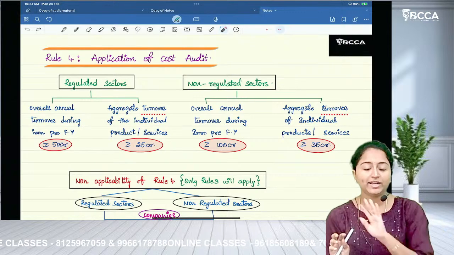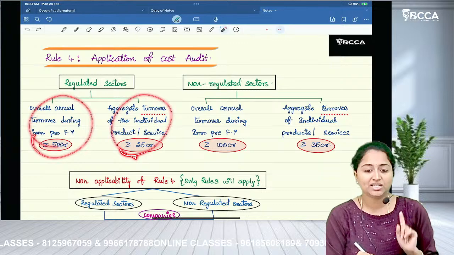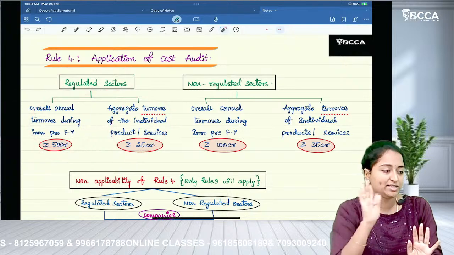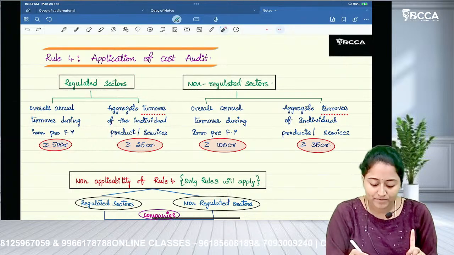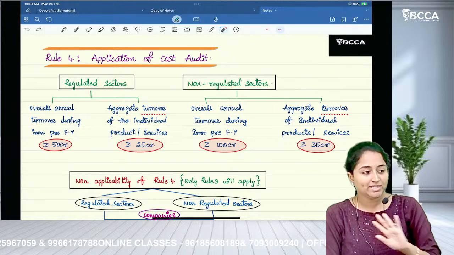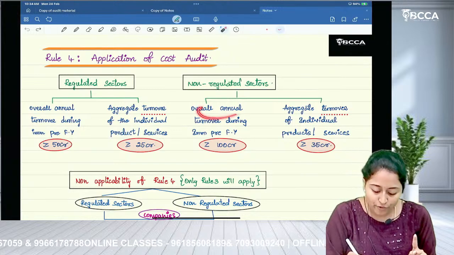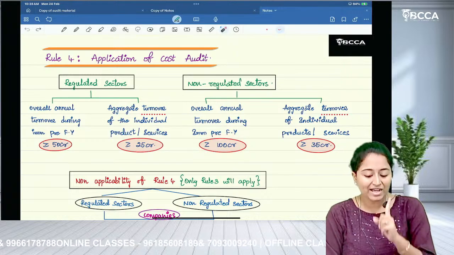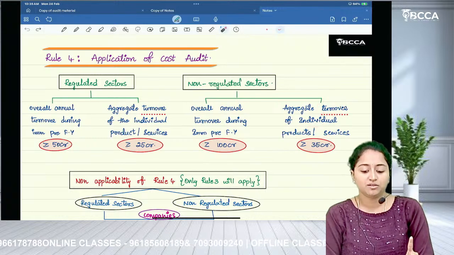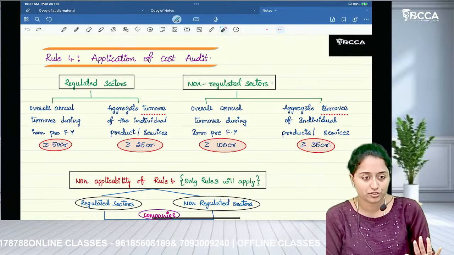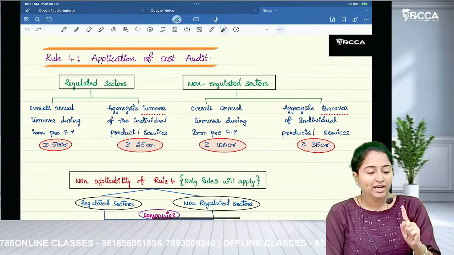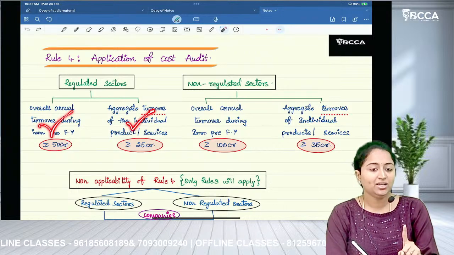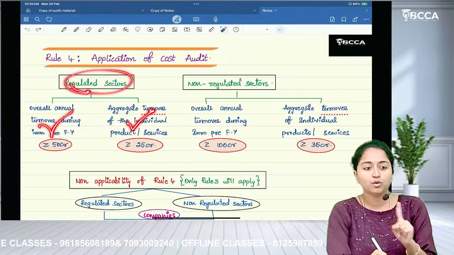Now coming to non-regulated sectors, if these 2 are satisfied, then they have to do cost audit only for the products which are covered under regulated sectors. Now, if a non-regulated sector product is there, then overall annual turnover should be more than or equal to 100 crores. Aggregate turnover of individual products or services should be more than or equal to 35 crores. Now, if any company is complying only with these 2 criteria, then they have to do only the cost audit for regulated sectors, goods and services.